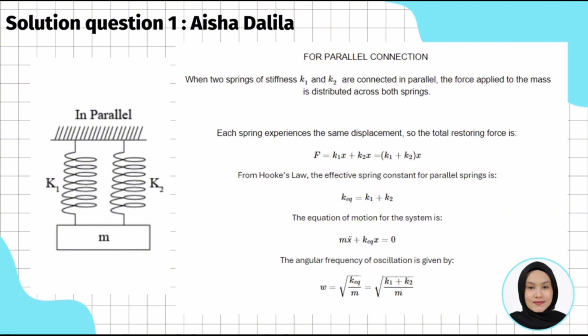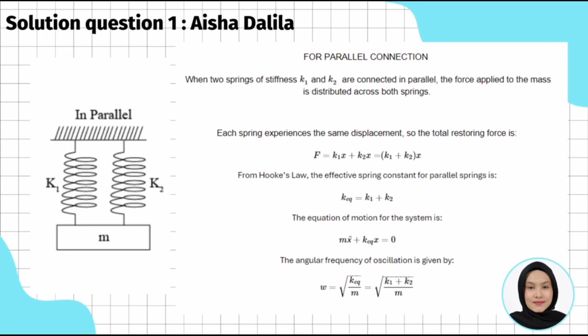When two springs of stiffness K1 and K2 are connected in parallel, as shown in the figure, the force applied to the mass is distributed across both springs. Each spring experiences the same displacement, so the total restoring force is as below: F equals K1x plus K2x. From Hooke's law, the effective spring constant for parallel springs is K equivalent equals K1 plus K2.